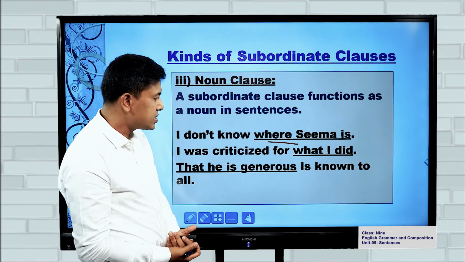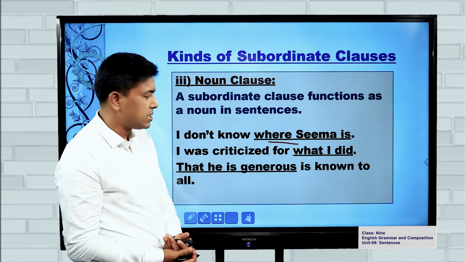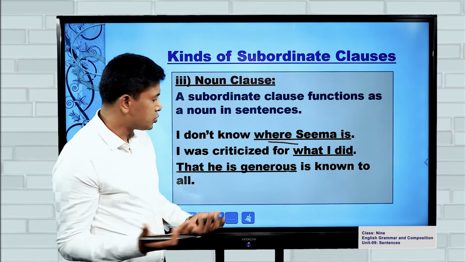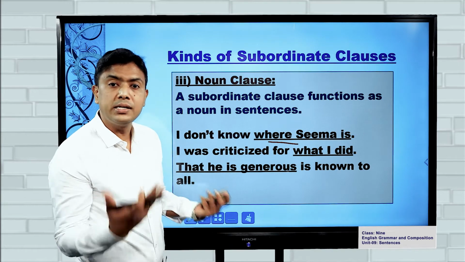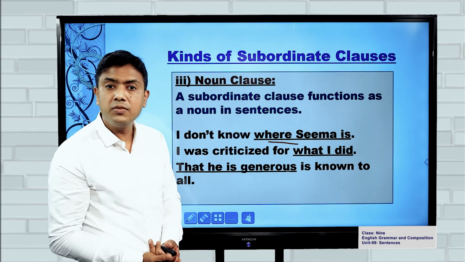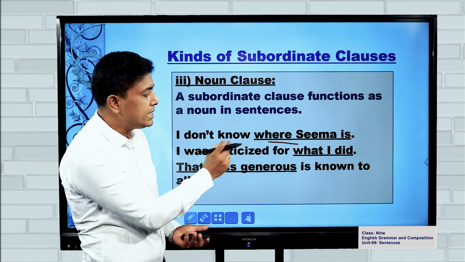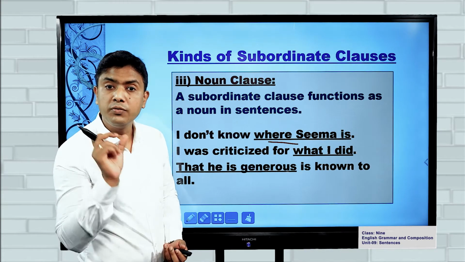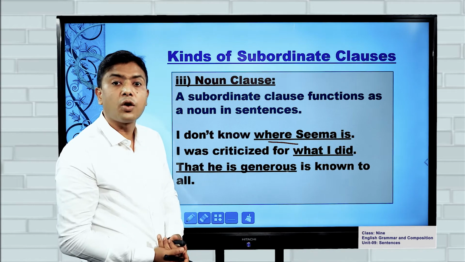Next one, I was criticized for what I did. Maybe the sentence was, I was criticized for my misconduct. I was criticized for my behavior, which is a noun. You can easily replace a noun or a noun phrase in the underlined part of a noun clause.